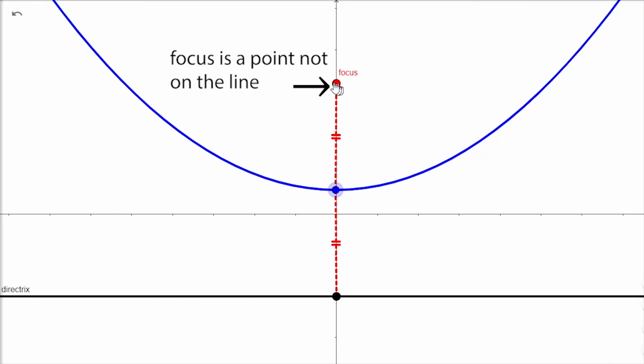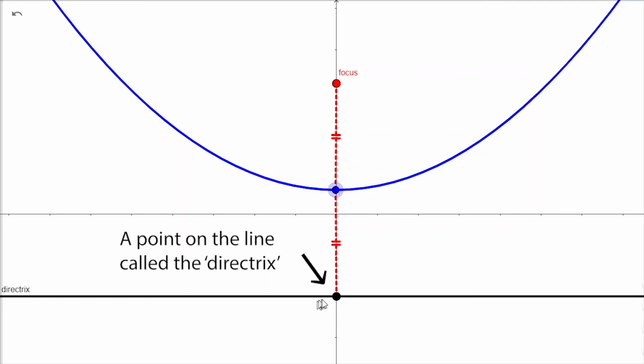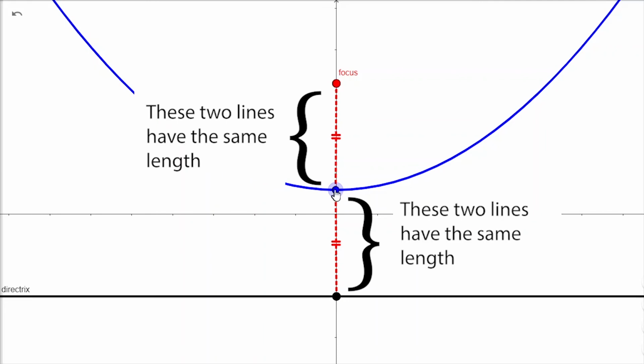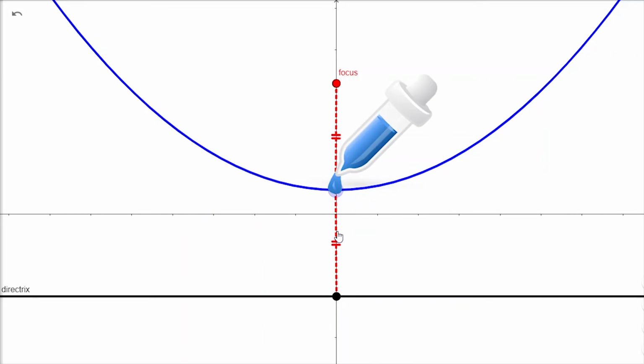So here's my focus up here, and down here is my line, the directrix, and I have a point here on the directrix, and a focus, and there's a line of equal length joining the focus to a point on the parabola and the point on the parabola to a point on the directrix, or the line. Notice they're the same length. That's what those little equal signs mean.